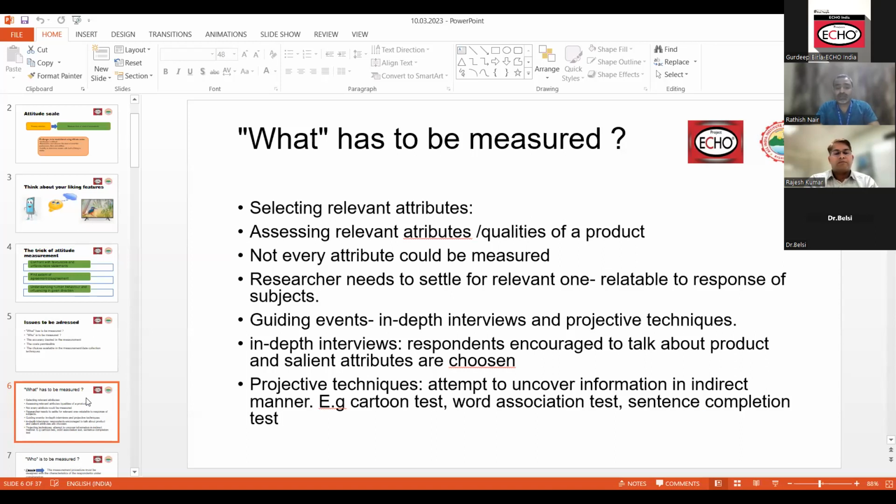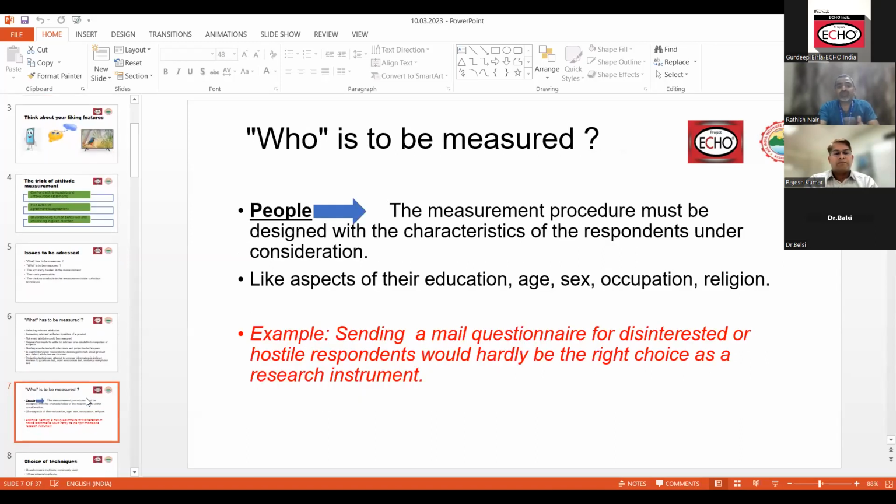You can even think about an inkblot test, which is used in psychology. Who is to be measured? The people. The measurement procedure must be designed with the characteristics of the respondents under consideration, like aspects of their education, age, sex, occupation, religion.